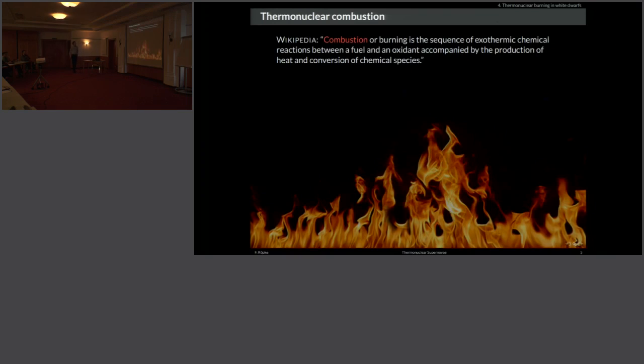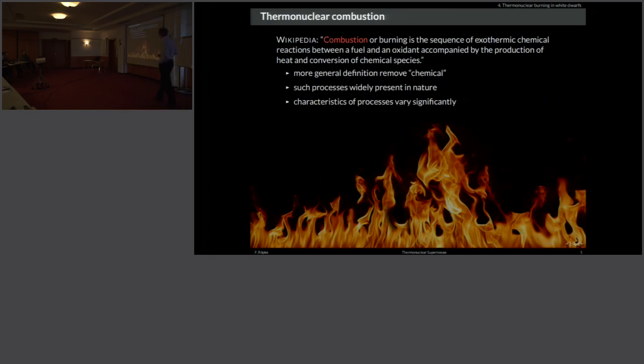Okay, so let's start out with some general remarks on combustion. If you look up the term combustion on Wikipedia, you will find this explanation here. Combustion or burning is the sequence of exothermic chemical reactions between a fuel and an oxidant, accompanied by the production of heat and conversion of chemical species. So this is very much tailored to terrestrial and chemical combustion. But of course you could just remove all the terms from that definition that refer to chemical reactions, and then you get a broader, more general view on combustion.